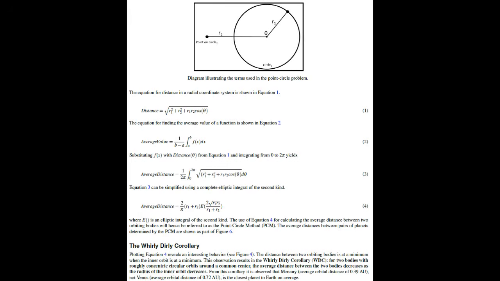I got a bee in my bonnet one day and started doing the math, and I could not replicate these results. What I kept finding was that Venus was not our closest neighbor, but in fact Mercury was the closest planet to Earth on average. Some friends and I formalized that math into what we call the Whirly Dirly Corollary and published it in Physics Today. I'll link that in the description.